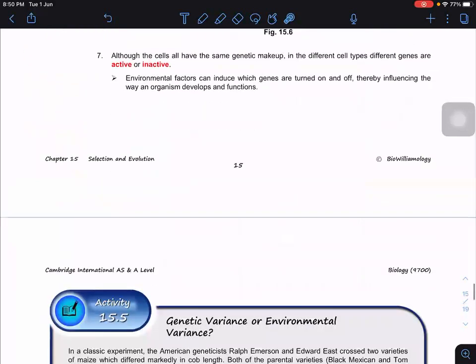So although the cells have the same genetic makeup, different genes are active or inactive. This means that even though they are genetically identical, it depends on environmental factors, because environmental factors can switch a particular gene on or off. That's very, very important. If we cannot switch a particular gene on and off, you won't have any development. Try to imagine every single cell in our body remaining the same, not responding to any stimulus. Everything would look alike, which is not true.